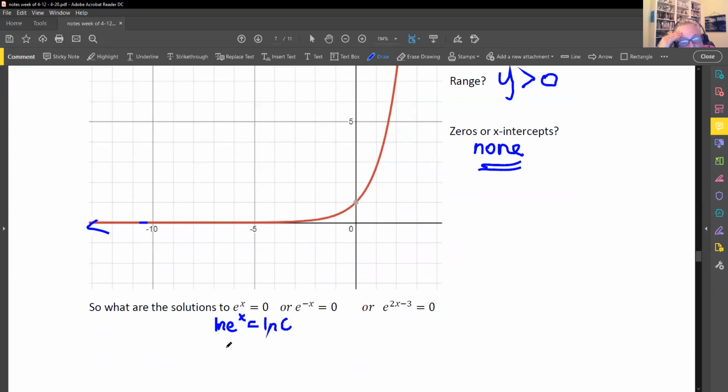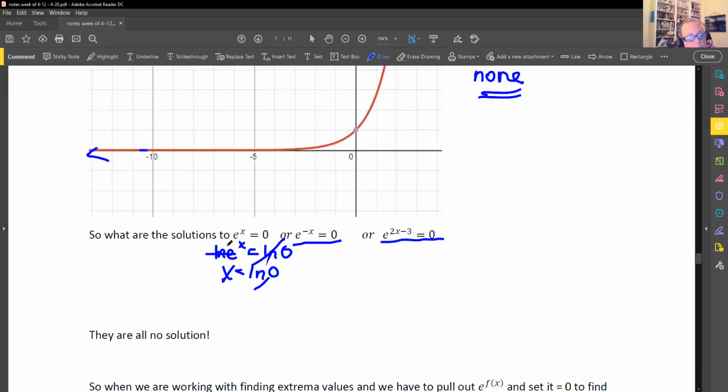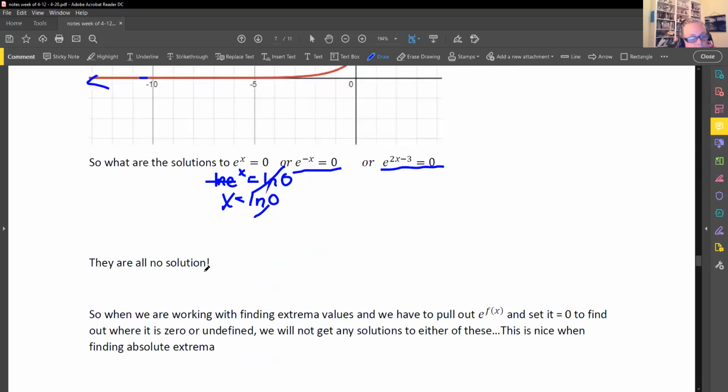Those cancel, so I get x equals the ln of 0. But remember from our study of logs, the log of 0 doesn't exist, all right? So anytime you have e to something equal to 0, there's no solution to that. So that's going to help us a lot with our derivatives. They're all no solution. Okay.